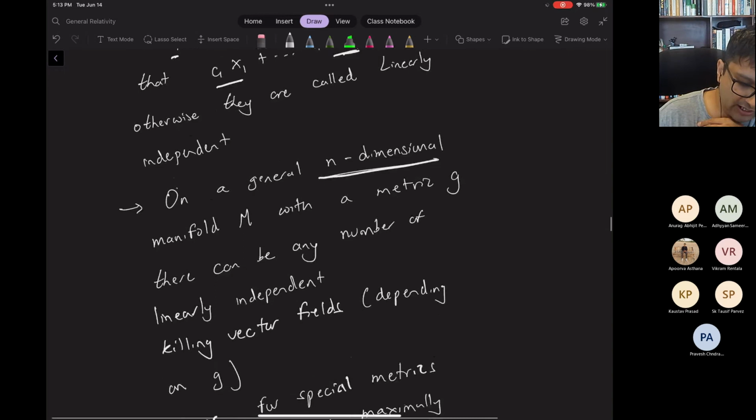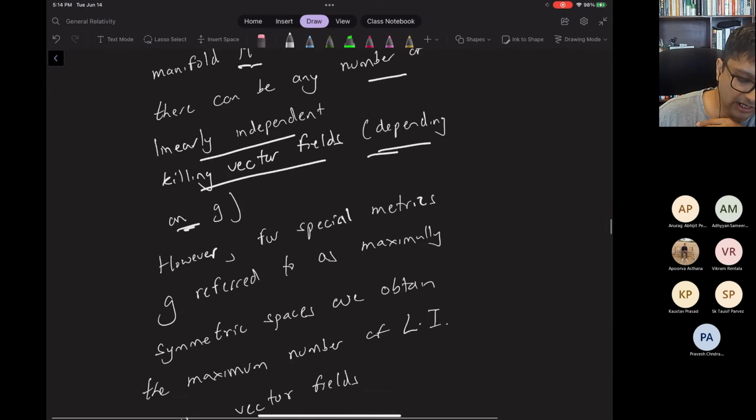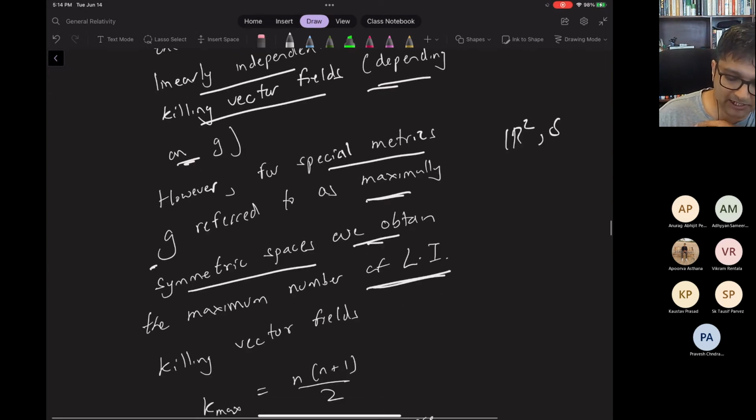On a general n-dimensional manifold M with the metric G, there can be any number of linearly independent Killing vector fields in general, depending on what the metric is. However, there turns out to be a maximum number of linearly independent Killing vector fields. There are special metrics G which are referred to as maximally symmetric spaces. So I have a manifold, but I put certain special metrics on it. For example, R2 with the Euclidean metric is one of those special metrics, in which case you obtain the maximum number of possible linearly independent Killing vector fields.